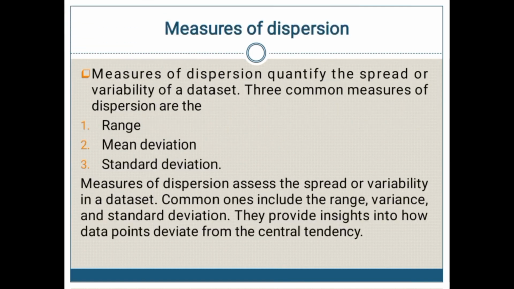Next, the topic is measures of dispersion. Measures of dispersion quantify the spread or variability of a data set. Three common measures of dispersion are range, mean deviation, and standard deviation. Measures of dispersion assess the spread or variability in a data set. Common ones include the range, variance, and standard deviation. They provide insight into how data points deviate from the central tendency.